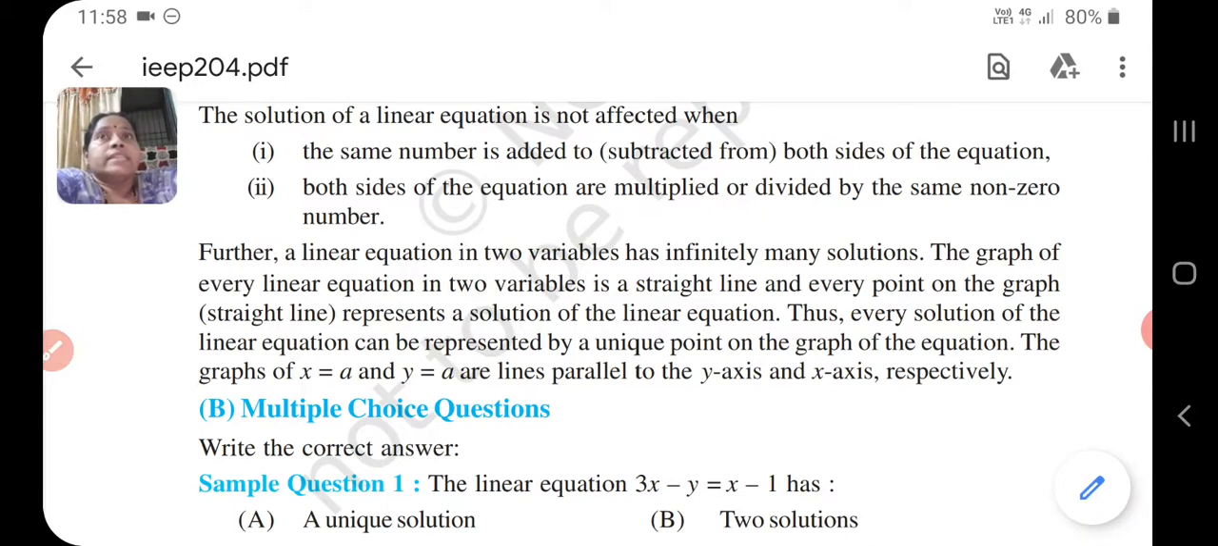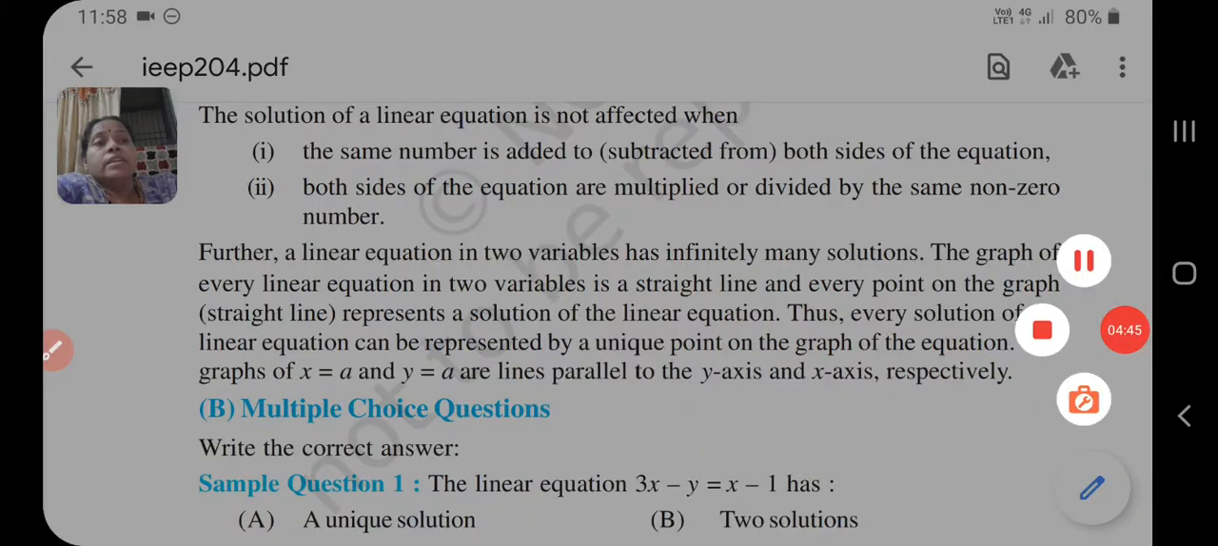Okay, understand? Now solution of the equation. So every linear equation in two variables has infinitely many solutions. Remember, every linear equation in two variables has infinitely many solutions. Okay, understand? So these are the main concepts we start to learn in this chapter.